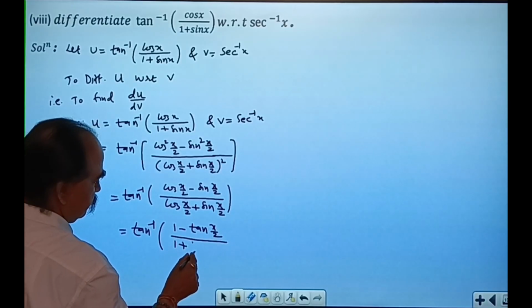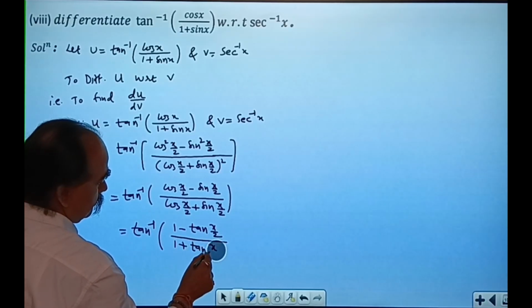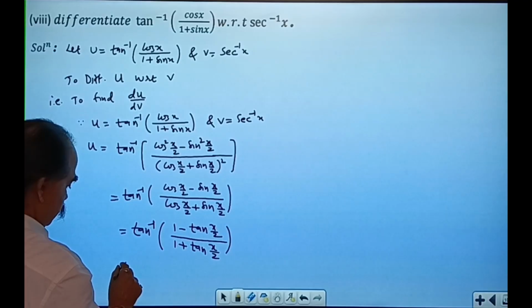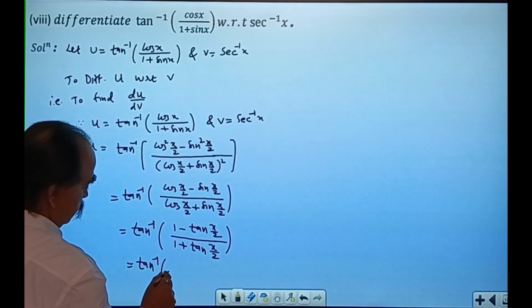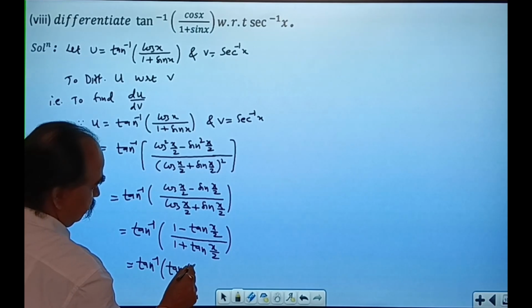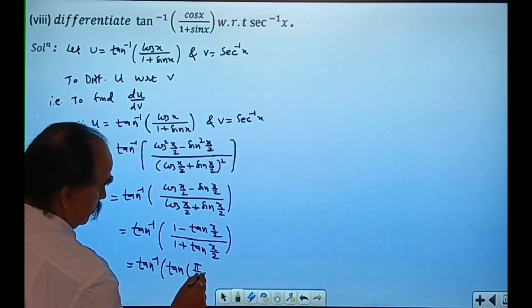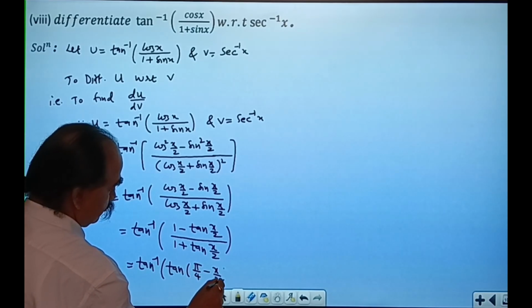Upon 1 plus tan, which is tan inverse tan pi by 4 minus x by 2.